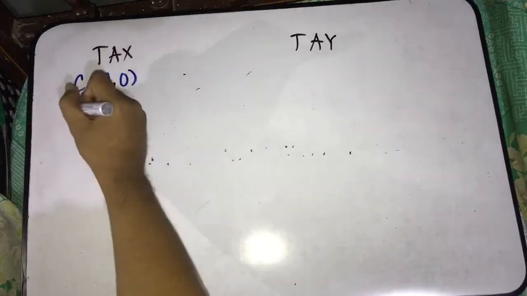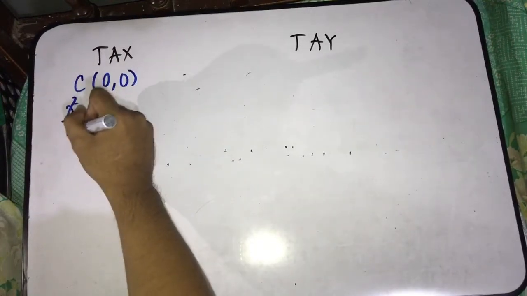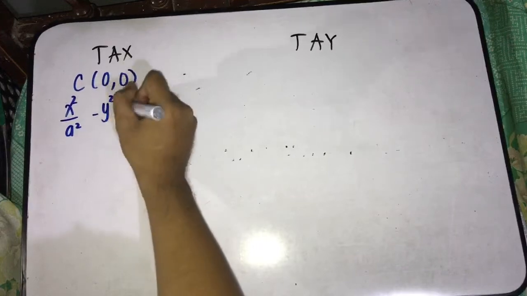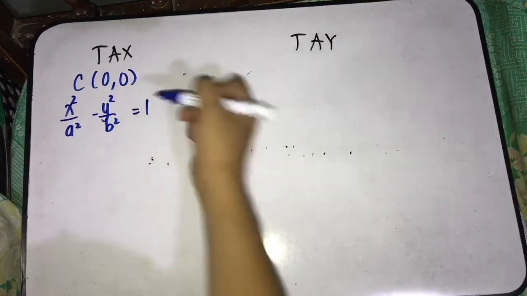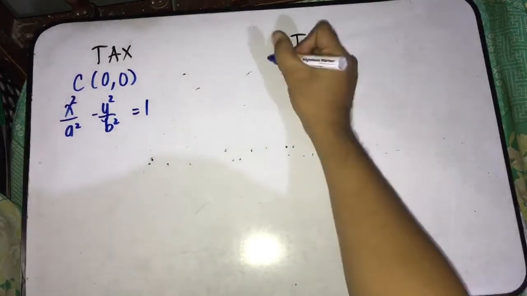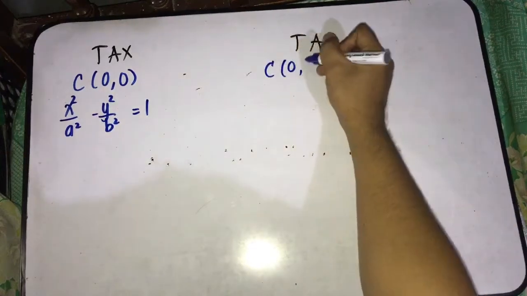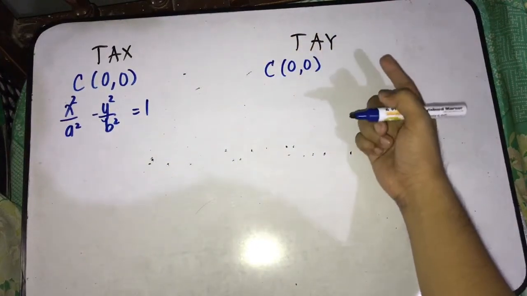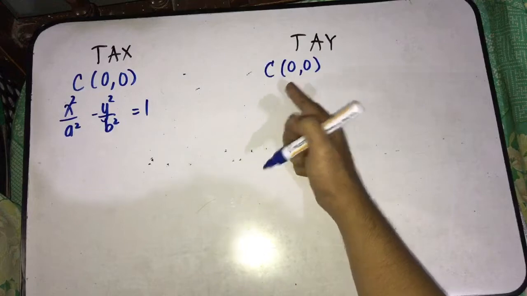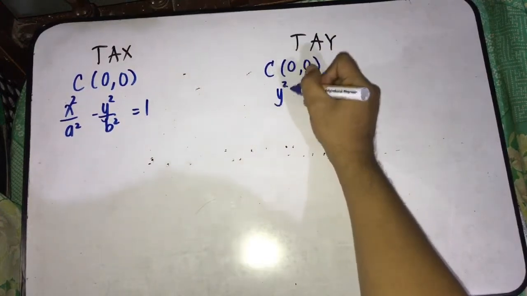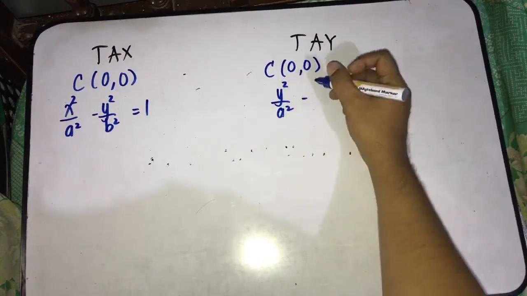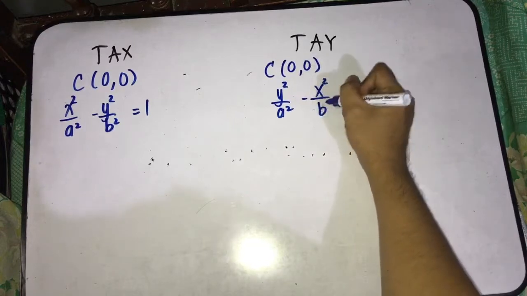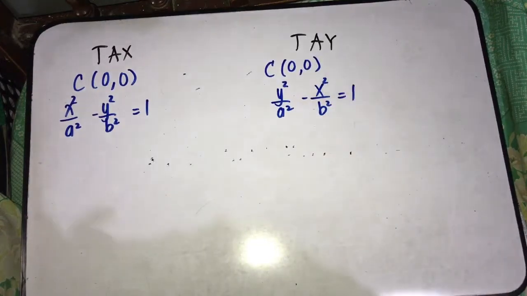So what is the formula if the center is located at the origin, or point (0, 0)? That is x squared over a squared minus y squared over b squared is equal to 1. Remember that the sign between x squared and y squared should be negative. And for the transverse axis y, we'll now be having y squared over a squared minus x squared over b squared is equal to 1.